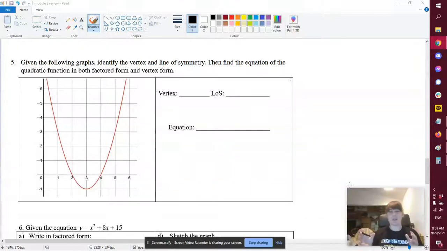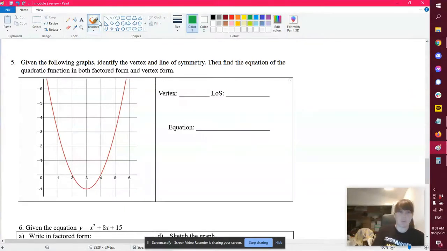All right, section 5 is kind of the opposite, right? I'm giving you a graph, and I want the equation. I also want the vertex. This one is a lot of interpretive math rather than computation. We can say the vertex is always the smallest or biggest point. It's always our minimum or our maximum.